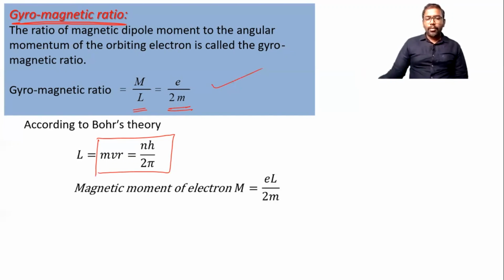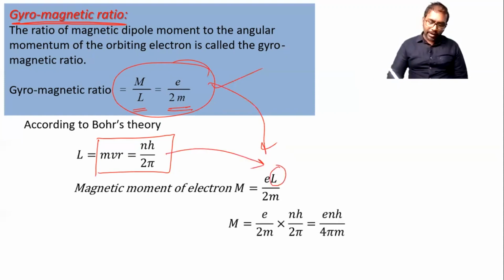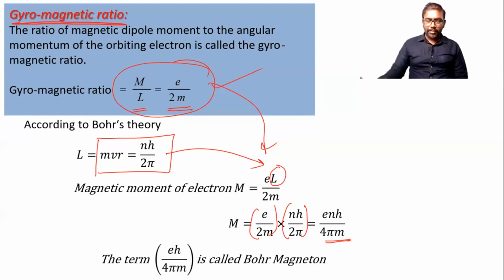Now, the magnetic moment of the electron, M, is given by this formula. So we can write M is equal to eL by 2m. So this is the magnetic dipole moment. This L we can write by using this. Then we get e by 2m as it is, and L is nh upon 2 pi. After writing it in a proper way, we get M equal to neh divided by 4 pi m. So this is the formula for capital M. The term eh divided by 4 pi m is also called the Bohr magneton.